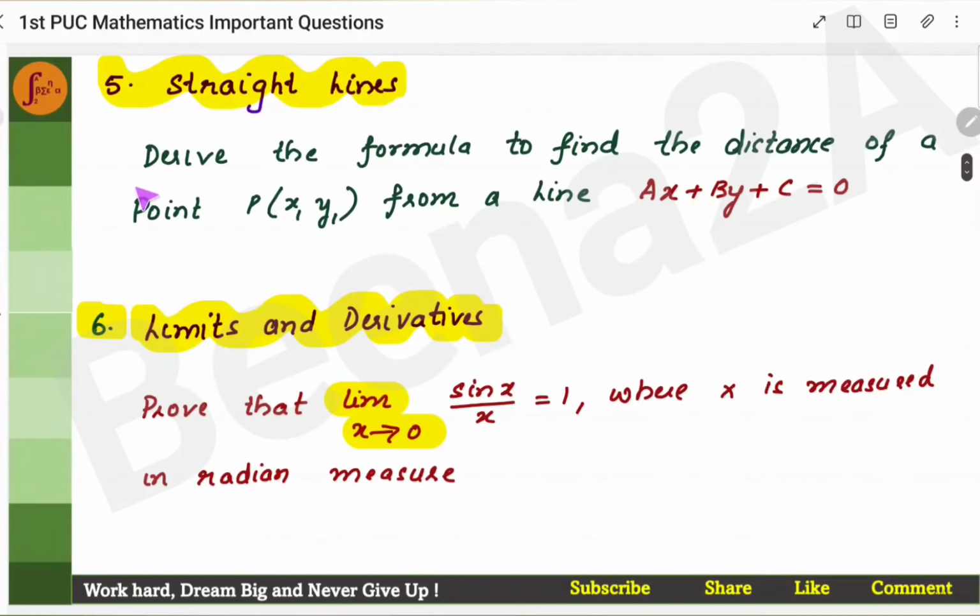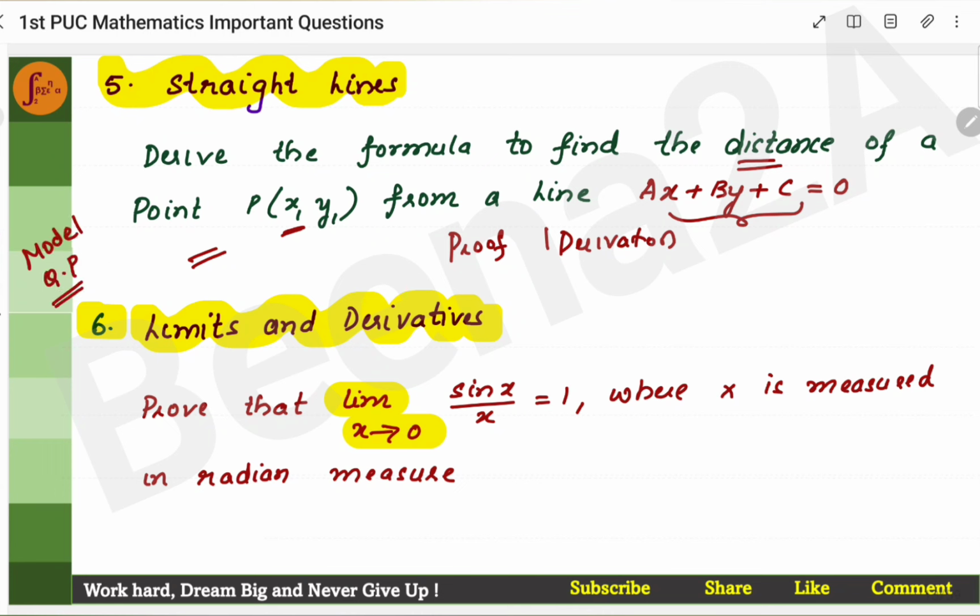Next one is straight lines. Now here again you'll have to practice the proof or derivation of finding the distance of a point from a particular line. You'll have to prove this. Now this is explained in the model question paper. I've solved the model question paper and explained it as well, so there you can go through this particular derivation.